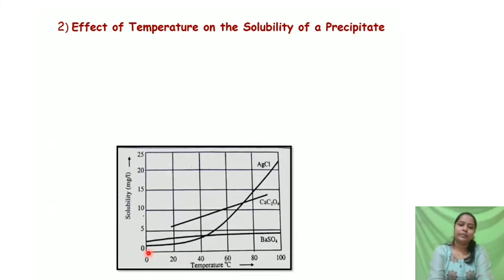Okay, look at the diagram. Here it is a plot of solubility versus temperature. It shows that the solubility of a sparingly soluble salt increases with temperature, but that increase is not the same for all these three salts. For AgCl, solubility increases suddenly with temperature. Here for calcium oxalate, solubility increases linearly with temperature, but that increase is not the same for all these three.